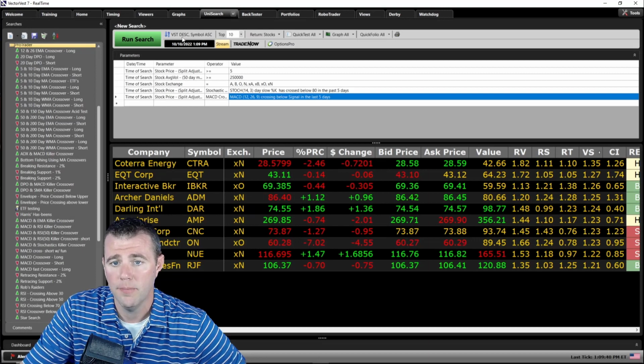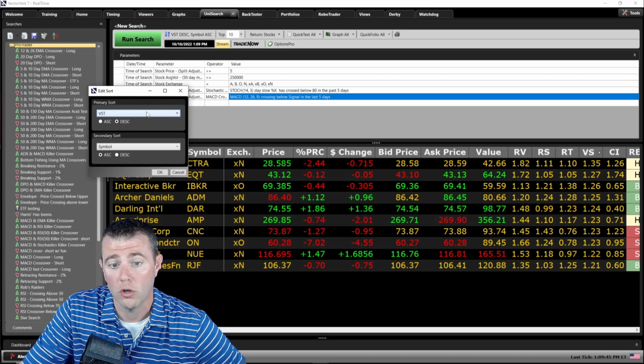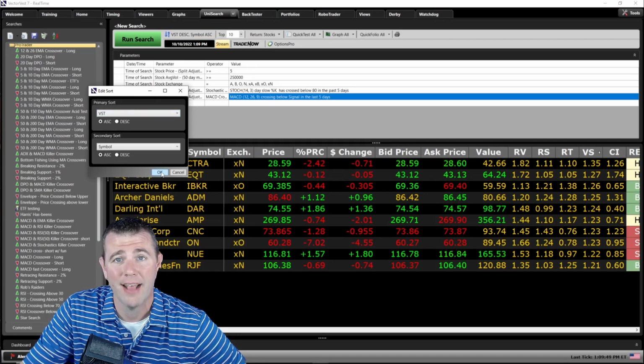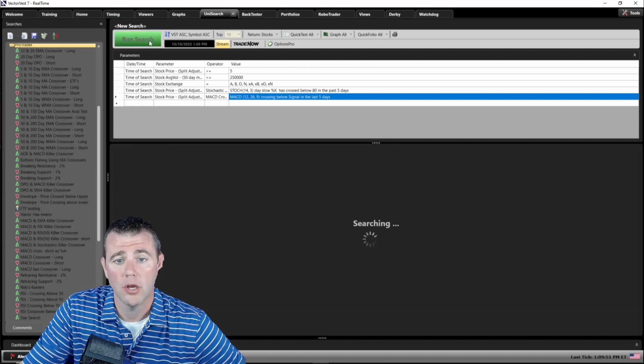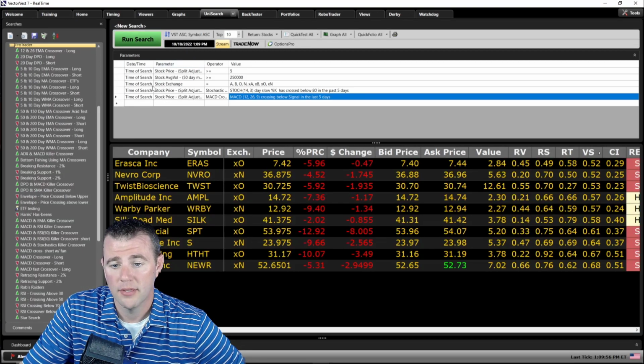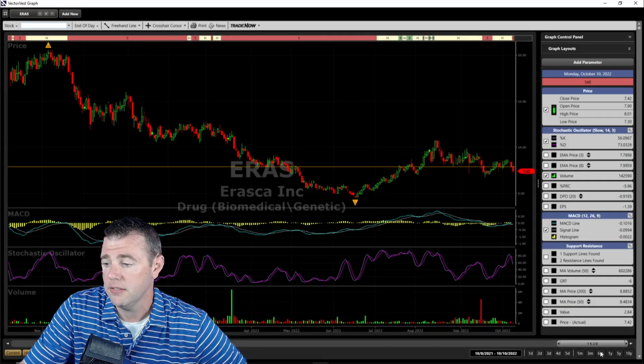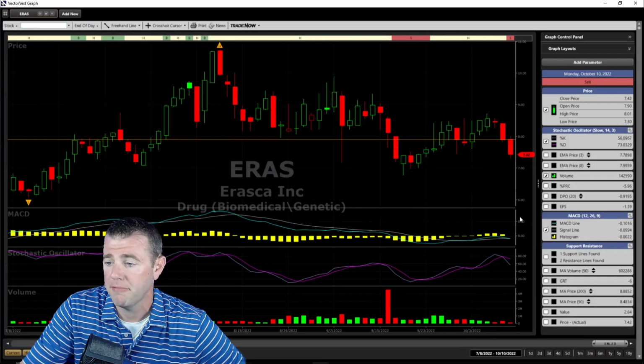Obviously, you'll want to make sure you change your sort to look for the worst performers, not the best performers. So we'll use ascending instead of descending as our sort here. And we'll go ahead and run the scan. And there we go, up pop our candidates. Go ahead and take a look at the graph of these. We'll zoom in to a 3-month time frame.